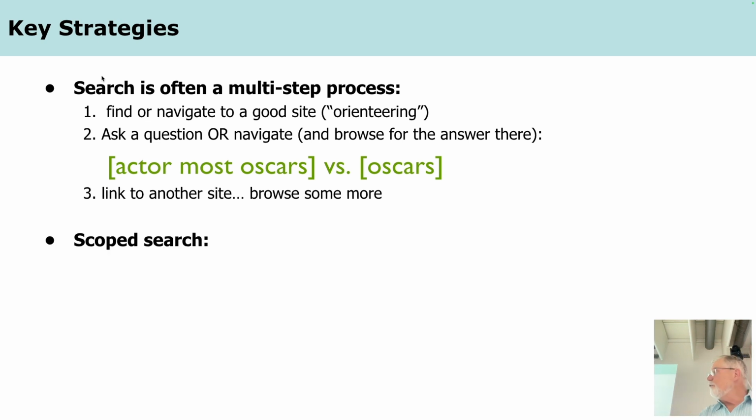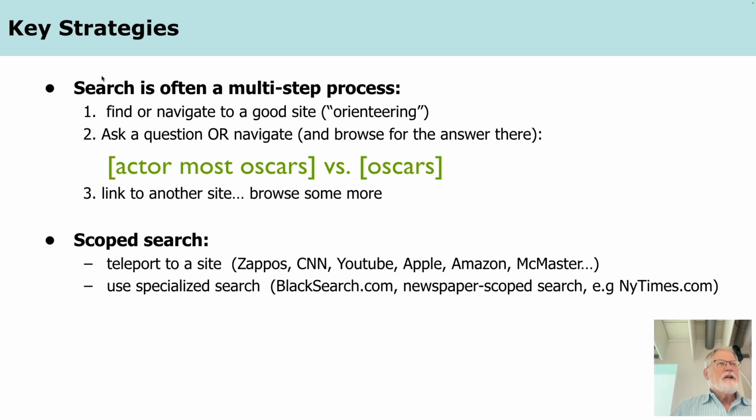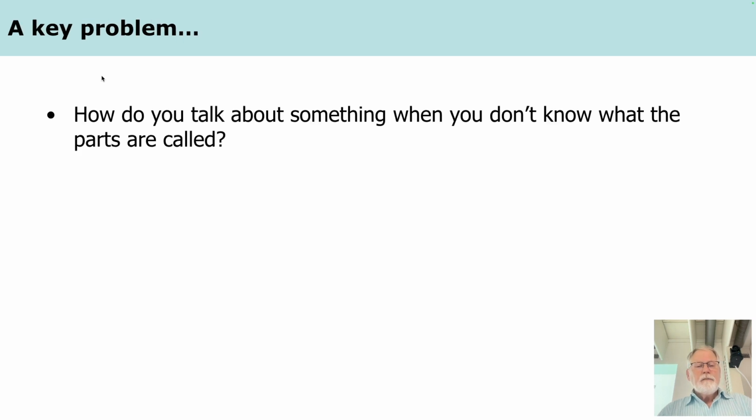And then you can often do this orienteering thing where you're searching by following a path or scoping a search, like just jumping to a site like, say, YouTube or Apple or Amazon in order to fulfill your search there, okay? So that's another kind of skill. So there's all these skills that people have. Or when you're stuck, what does your mental model tell you to do, okay? What do you do in that case?